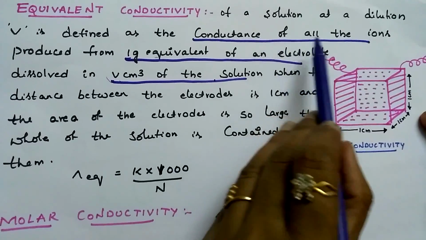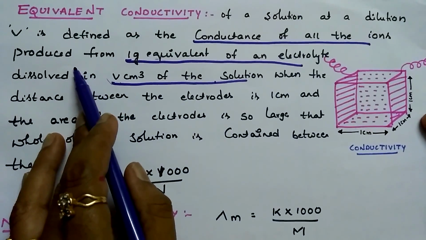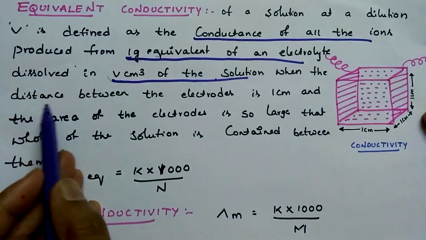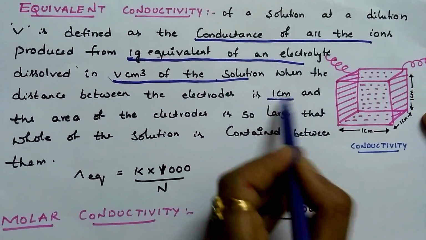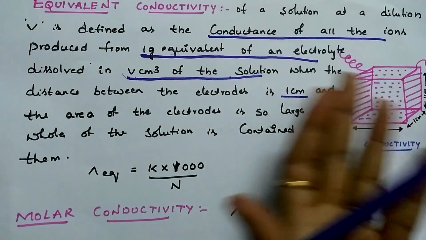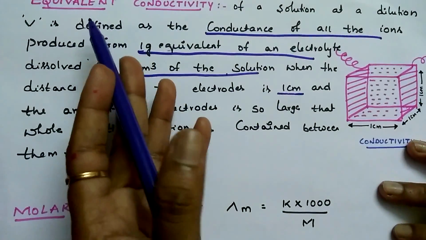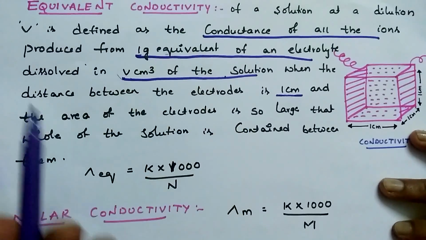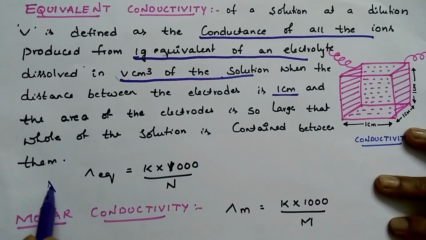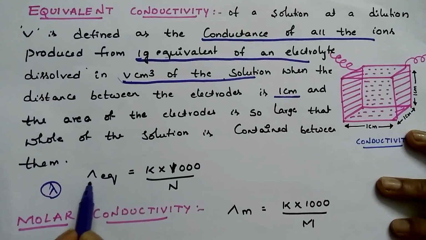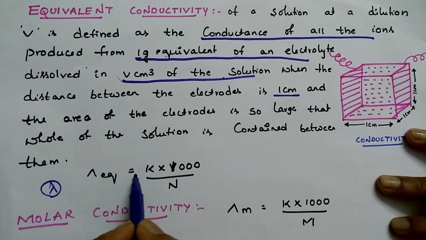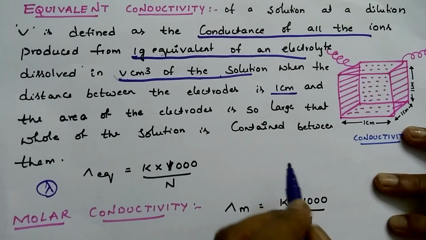At that time, the conductance of all the ions produced, we call it an equivalent conductivity, when the distance between the electrodes is 1 centimeter and the area of cross section is so large. We call it an equivalent conductivity, which is given by lambda. Lambda, the equivalent conductivity, is equal to K into 1000 by N.